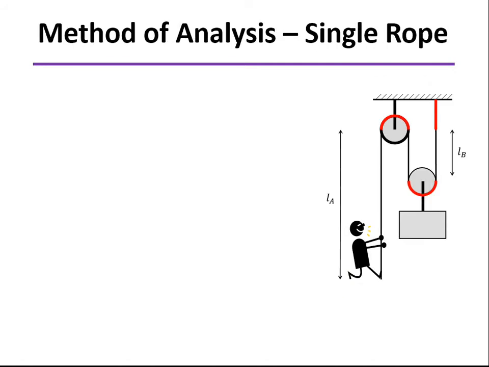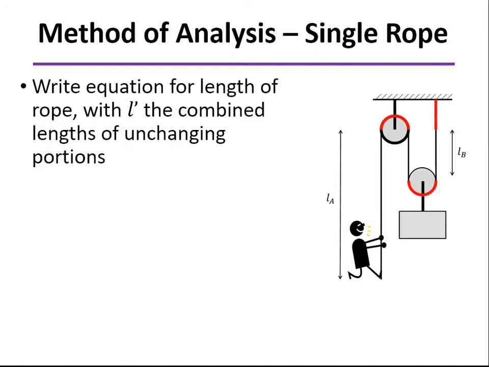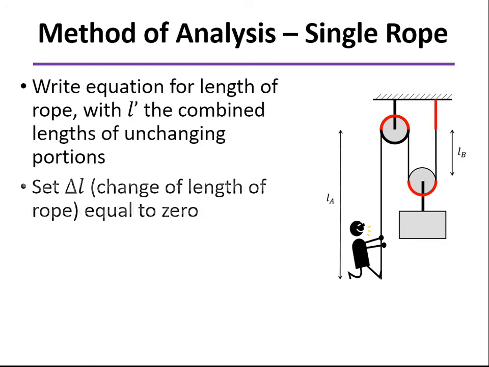So for a single rope, here's how we do it. First thing is we write an equation for the length of the rope. You notice those places that are in red. If I draw this displaced and undisplaced, those lengths are going to be unchanged. And so we define the other lengths, in this case L sub A from the top pulley down to the end of the rope. And you can see that position L sub B is going to get shorter as we raise the crate.